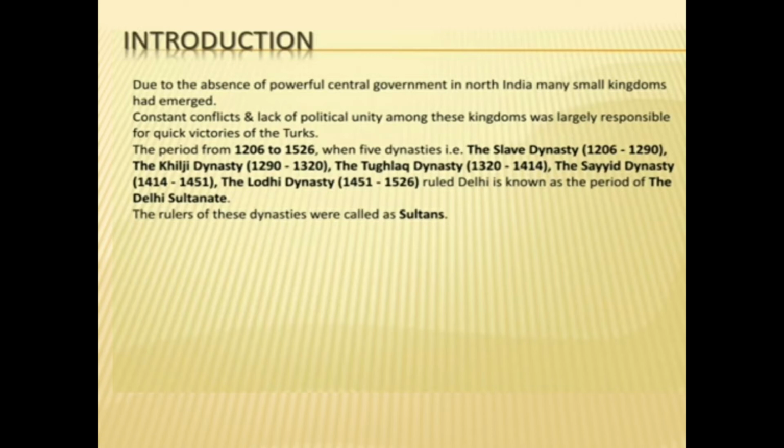prey to the invasions of foreign powers, and the Turks took complete advantage of this situation and started invading these states. They established a strong foothold in North India by the 13th century. The Turk rulers Mahmud Ghazni and Muhammad Ghori laid the foundation of the Delhi Sultanate in India. So the period between 1206 Common Era and 1526 Common Era is the age of the Delhi Sultanate.